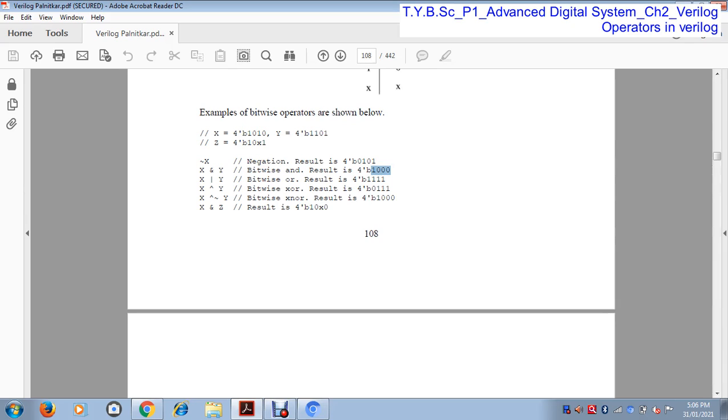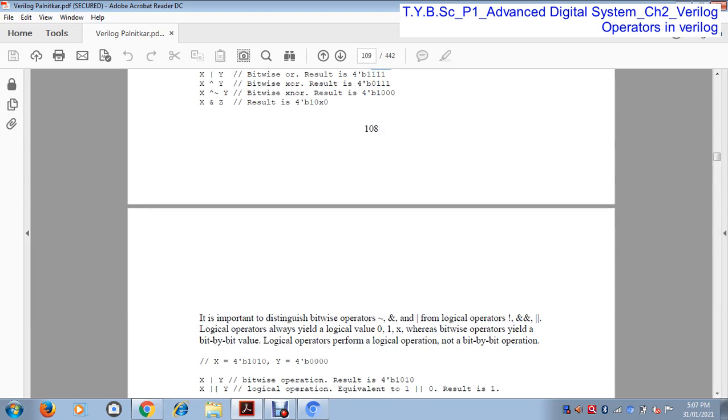Now x OR with y, this is the bitwise or. So we add the x and y bits: 1 plus 1 is 1, 0 plus 1 is 1, 1 plus 0 is 1, 0 plus 1 is 1. So in this way the bitwise operator is performed. A bitwise operator performs the operation on each individual bit.